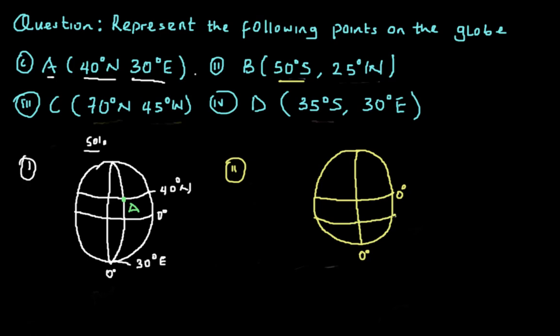So this is 50 degrees south, and then we have 25 degrees west, which is to the left of the prime meridian. So 25, it will be close to the prime meridian. So this here is 25 degrees west. The point where both the latitude and the longitude meet would be point B, and this is the point here. So we have point B. I hope you understand. Let's take III.